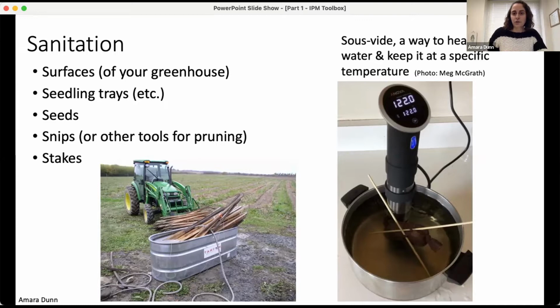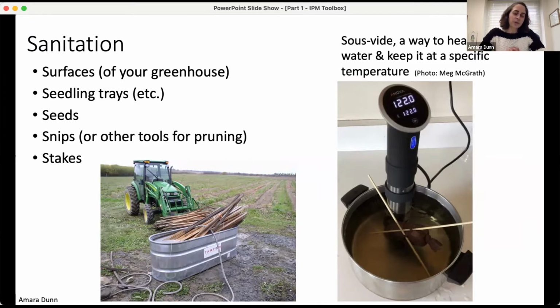And this picture over here, I still am not able to say the name of this tool, but it is apparently a tool that is used in cooking that can hold a liquid at a steady temperature, which is great if you want to hot water treat tomato seeds, right? Because you need them to be at a particular temperature for a length of time. And apparently this tool can be really helpful with that.